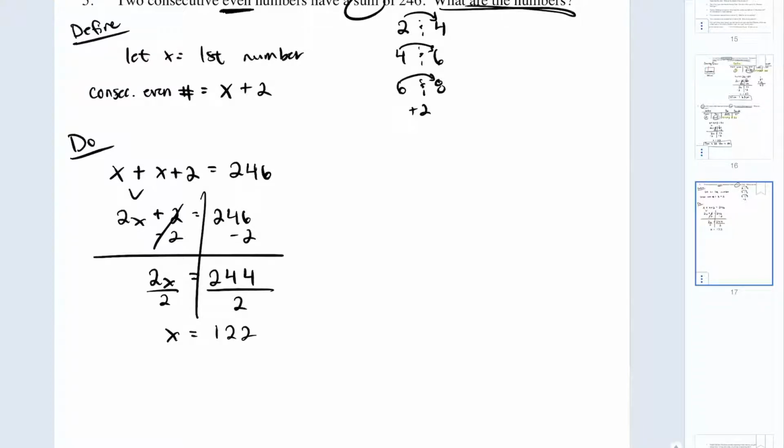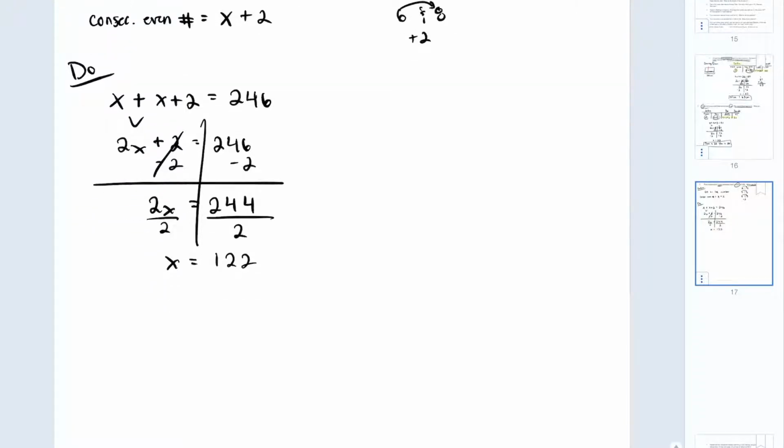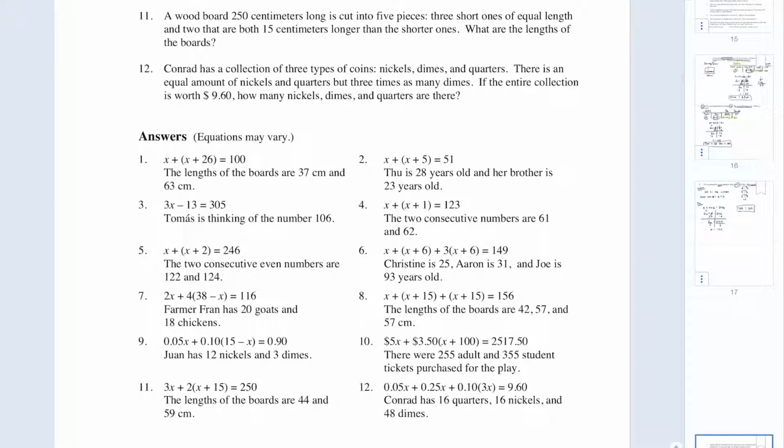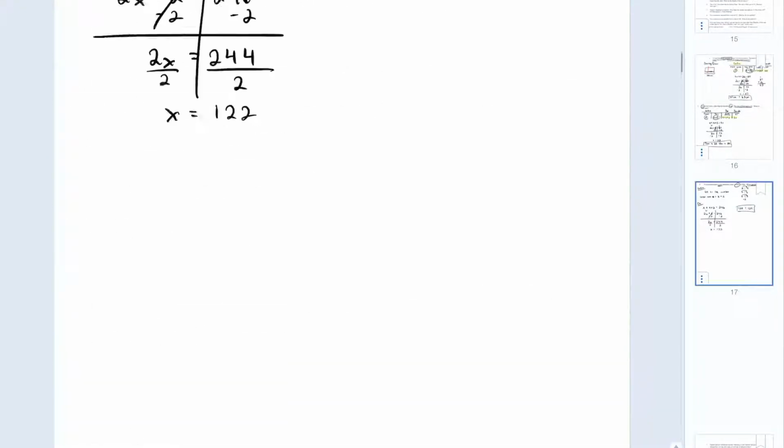Okay, so what are the numbers? That's the question that they're asking me. What are the two numbers? So my first number is 122. My second number must be the next consecutive even number, which is 124. Let's double check. There we go. Not bad.